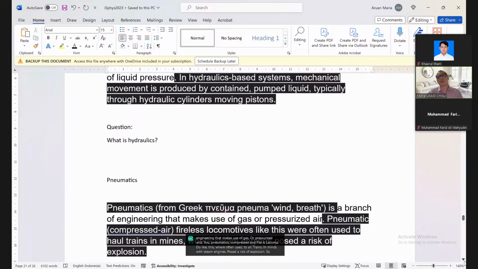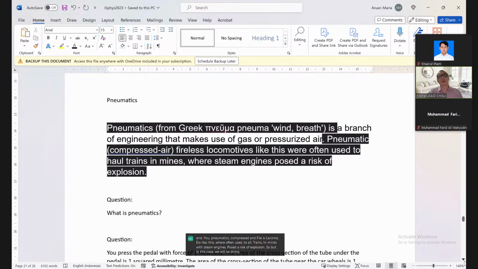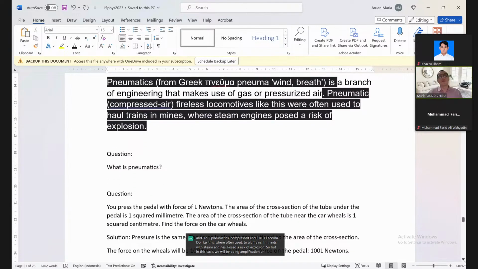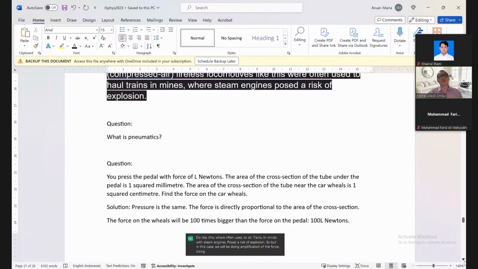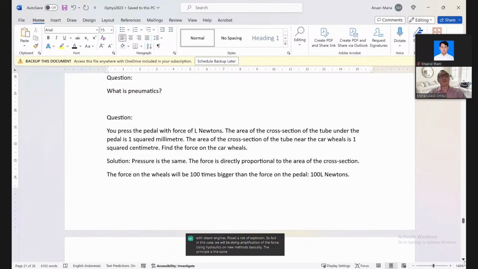But in this case, we will be doing amplification of the force using hydraulics or pneumatics. Basically, the principle is the same, yeah?